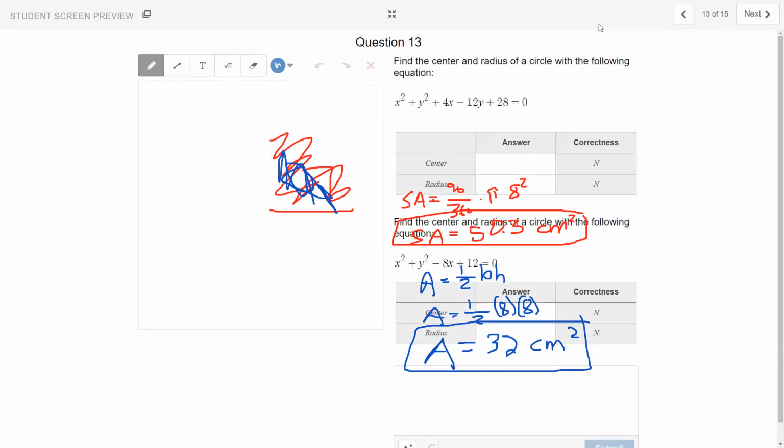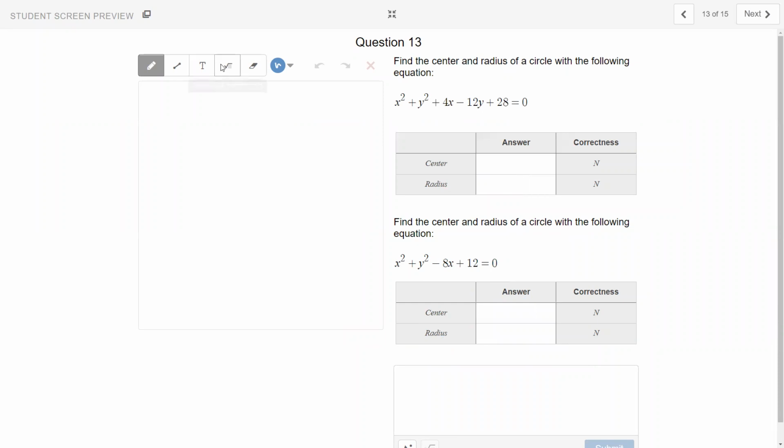All right, three more. The next one is completing the square. The first thing we're going to do is rewrite the equation, and we're going to subtract 28 from both sides. So I'm going to have x squared plus 4x plus y squared minus 12y equals minus 28.